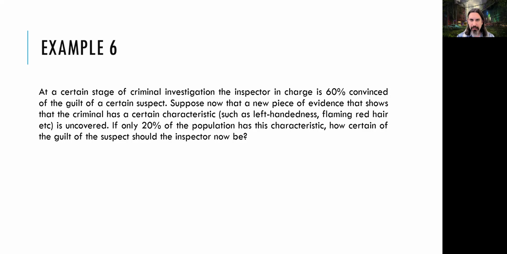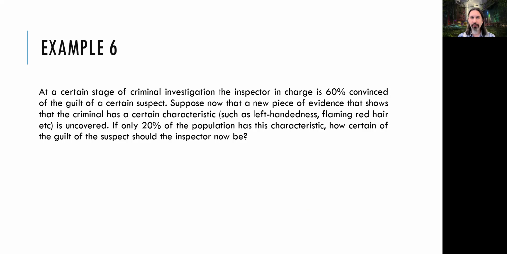Now, as you can see here, the given event is that the population has this characteristic, but it's not really the given event. How certain of the guilt of the suspect should the inspector now be? This is a bit vague, okay? We know that there's evidence that comes up that shows that the real guilty person should be left-handed, for example. We don't know if this person is left-handed or not yet.